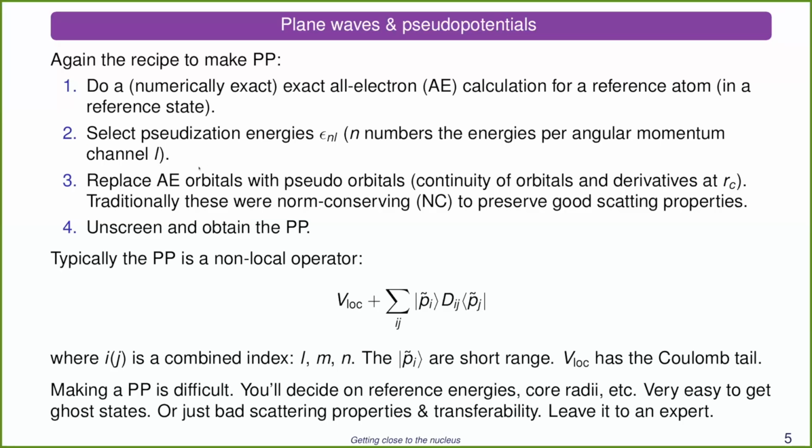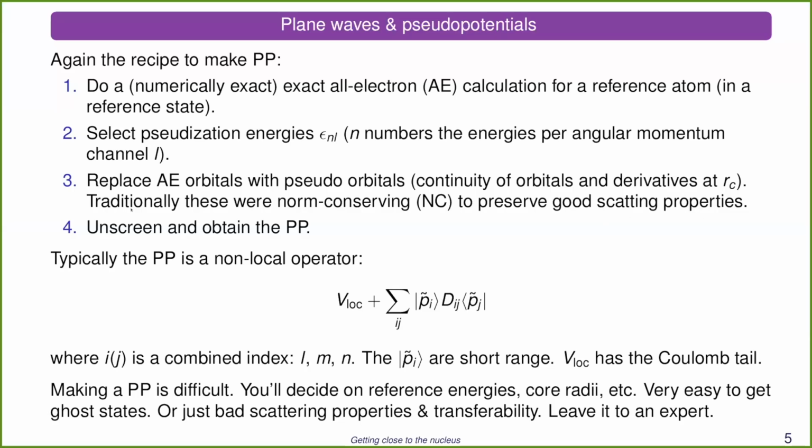Okay, so you have selected those energies and the orbitals, and then you replace the orbitals with pseudo-orbitals, which are smooth and continuous at the cutoff radius, and outside the cutoff radius they are identical to the all-electron ones. Traditionally, people choose this to be a norm-conserving construction, which means that the pseudo-orbitals are normalized just as the all-electron orbitals are normalized. There is just 1 or 2 electrons in there. The pseudo-orbitals would also have that. And when you do that, you make a good quality pseudopotential. You get good scattering properties.